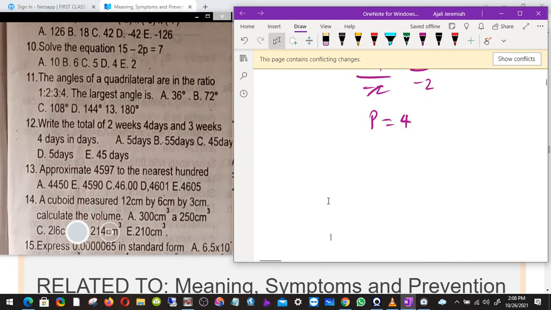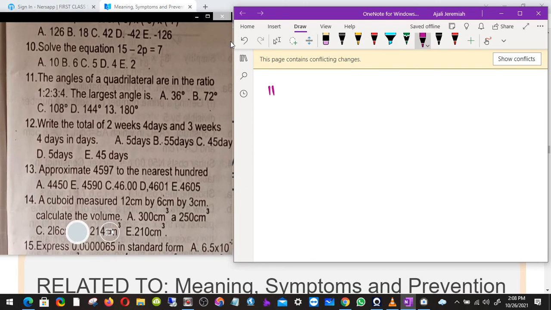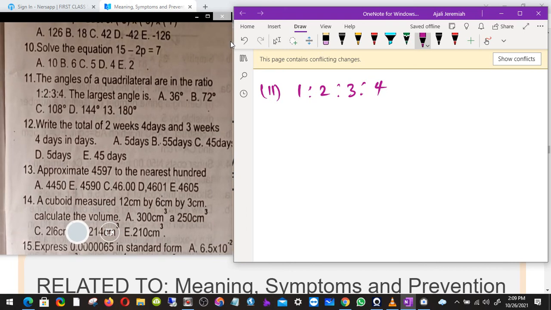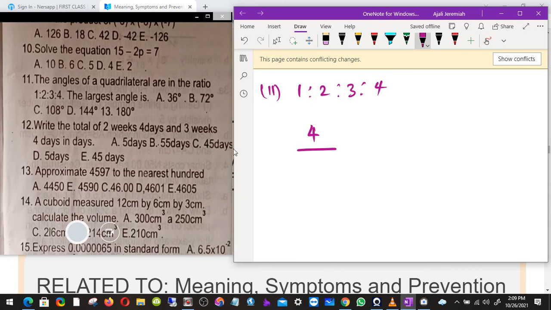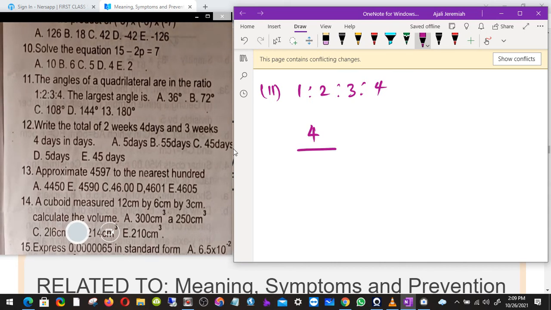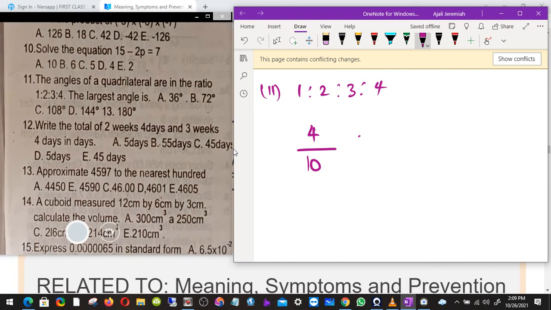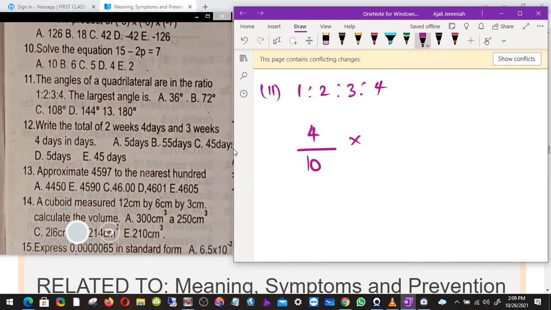Number what? Read for me. The angles of the quadrilateral are in the ratio 1:2:3:4. The largest angle. So how can we find the largest angle? 4 over the total. Let's add this plus this, 3 plus this, 6 plus 4. 4 over 10 times 360. Why times 360? Because it is a quadrilateral. The sum of all the angles of the quadrilateral is 360, right? Yes, sir. Times 360.